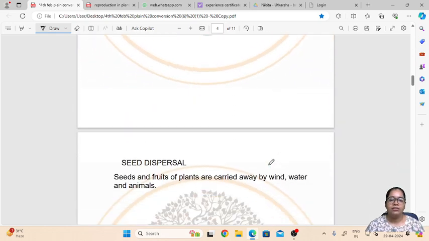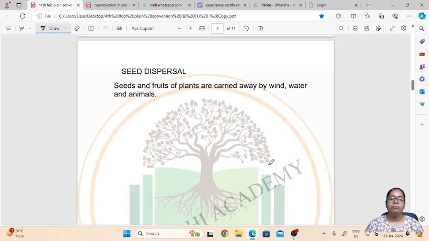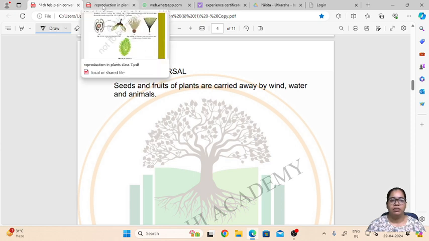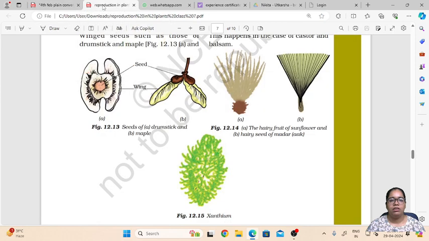Now let us see seed dispersal. So what is the meaning of seed dispersal? Seeds and fruits, seed dispersal as in after the seeds are formed, they are dispersed in our environment. So seeds and fruits of plants are carried away by wind, water and animals. So now let us see how the seed dispersal takes place. So we have seen that seed dispersal takes place by wind, water and animals. So for them to get dispersed through this medium, they have special structures.